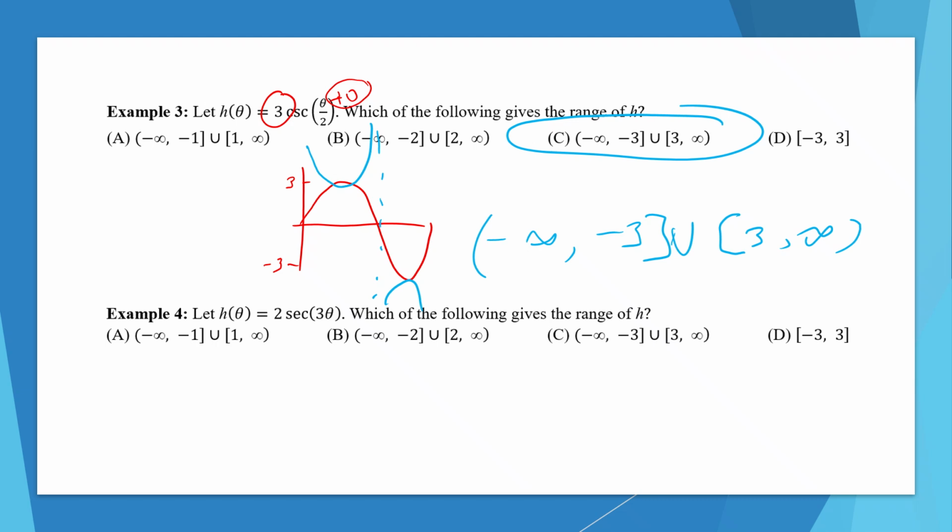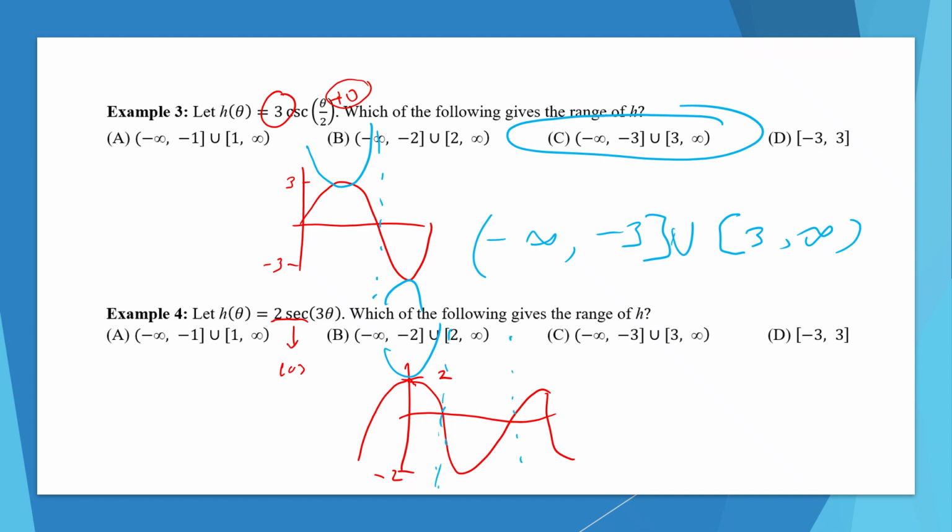For D, very similar to secant, so this is going to be the reciprocal of cosine. That won't really affect our range. And here, if we graph 2 cosine 3x, that would just be like this, right? Where we are going from +2 to -2. And then the reciprocals would be like that, basically every value except from -2 to 2. So B would be our correct answer for example 4 there.